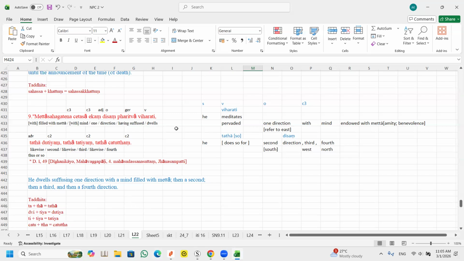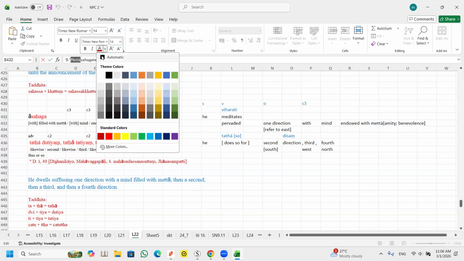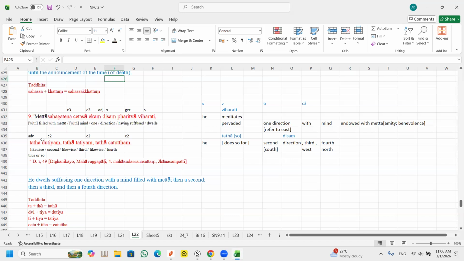Okay, number 9. So you can see our logic of translation. All this is mettā sahagatena. So this is a compound. In the suttas there are definitely a lot of compounds. So mettā, and this is sahagatena.